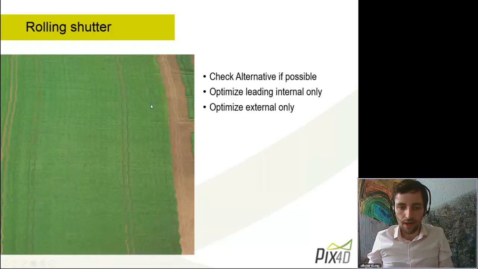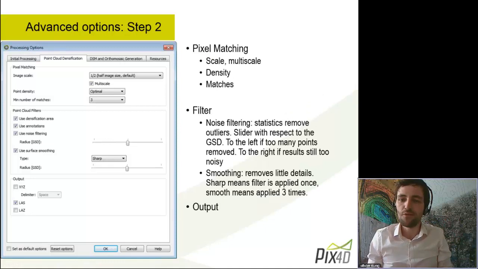If your images are like that, then we would really recommend to use the alternative processing mode, and in addition, in step 1, to select optimize leading internals only. If this still doesn't work, then you can choose the third option, which is optimize externals only. Okay, these are most of the options for step 1.